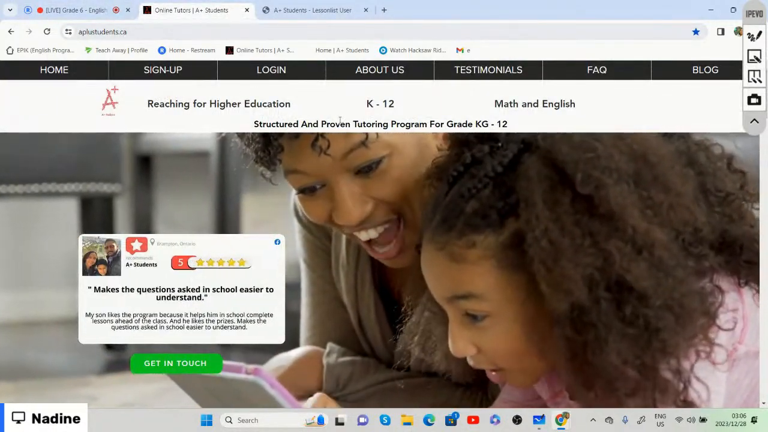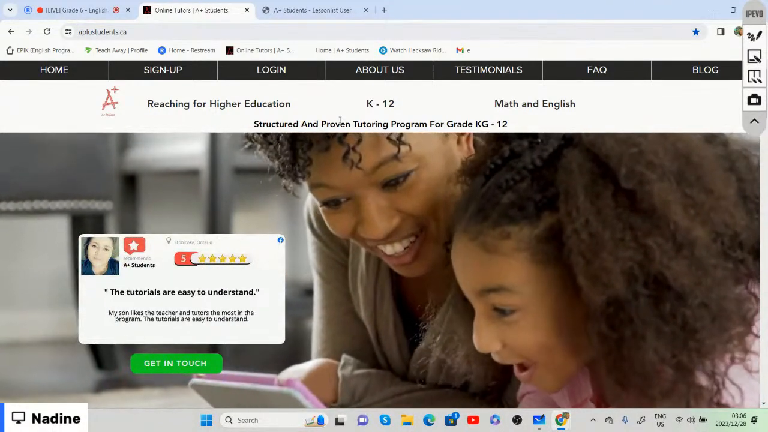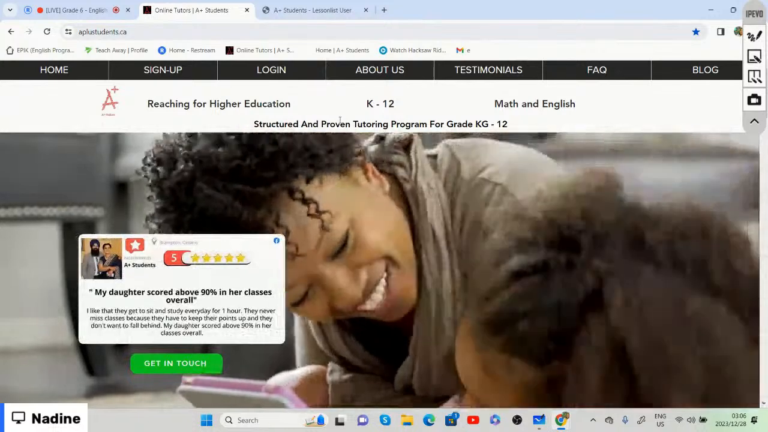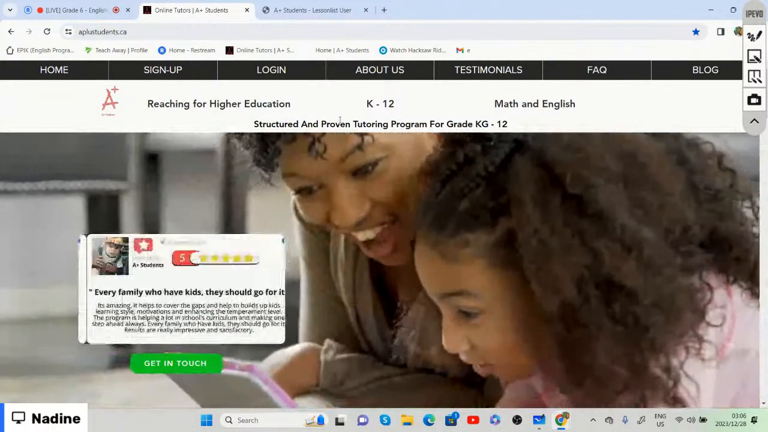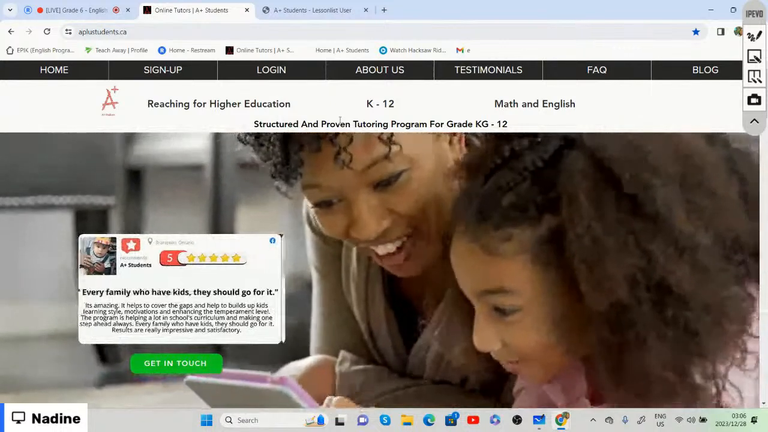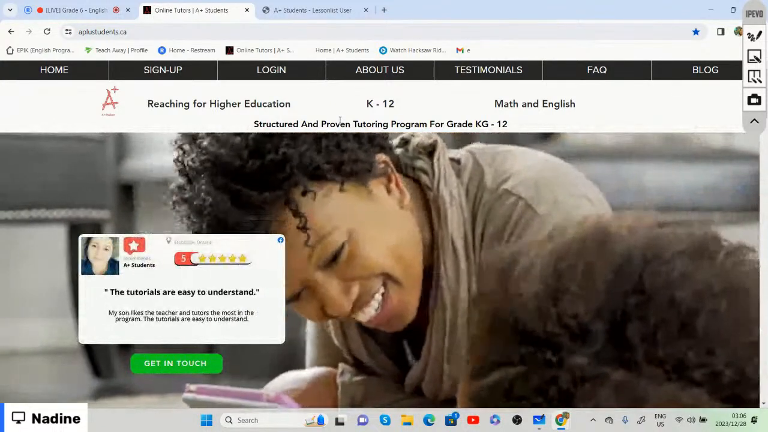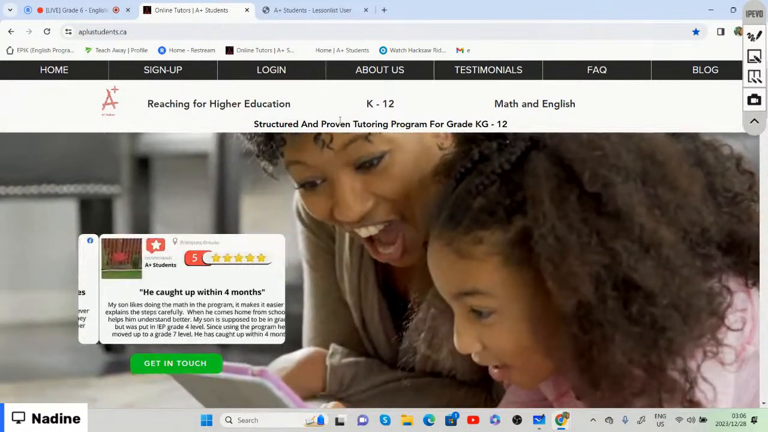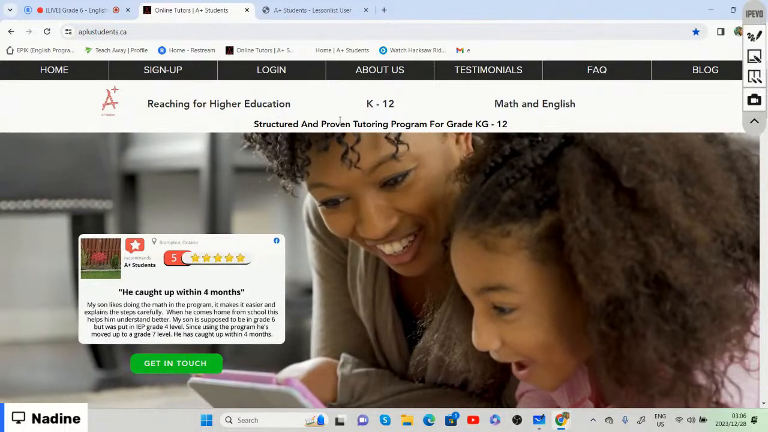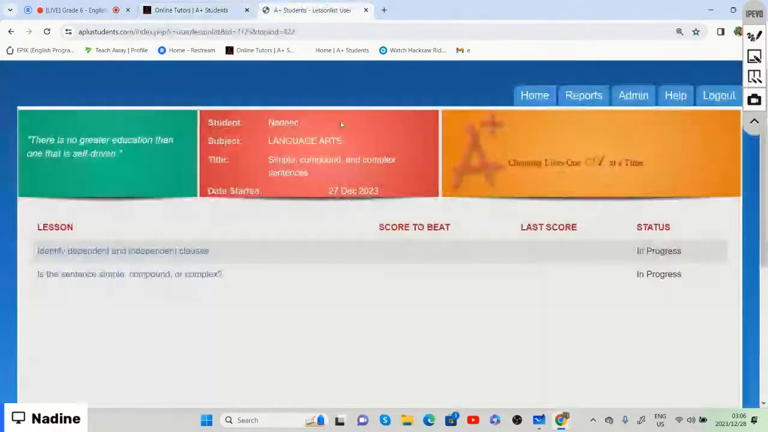And before we start our lesson, we're going to log on to aplusstudents.ca. Once we've logged on with our username as well as our password, we're going to select the subject of language arts, grade 6. And then we're going to scroll up until we get to the chapter of simple, compound, and complex sentences.